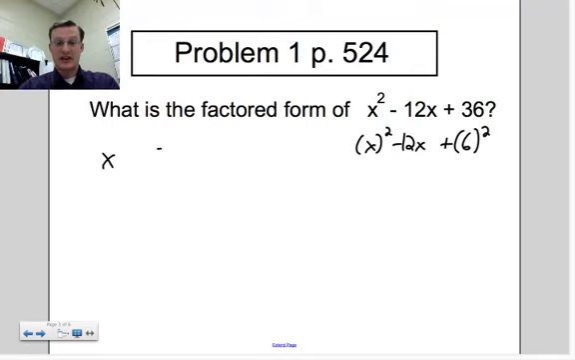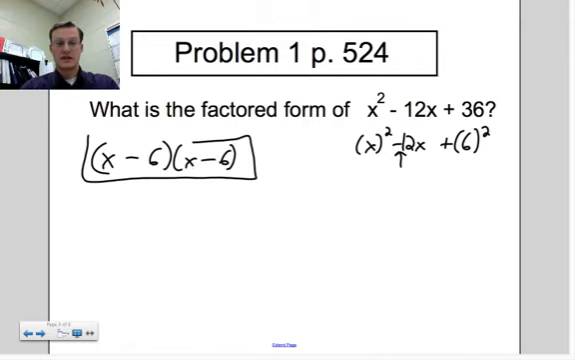So it's going to be x and a 6, and x and a 6. And what is the sign? It's a negative. x minus 6, x minus 6. Like I told you earlier, because this is a trinomial, you can use the box method. So just to double check, let's use the box method.